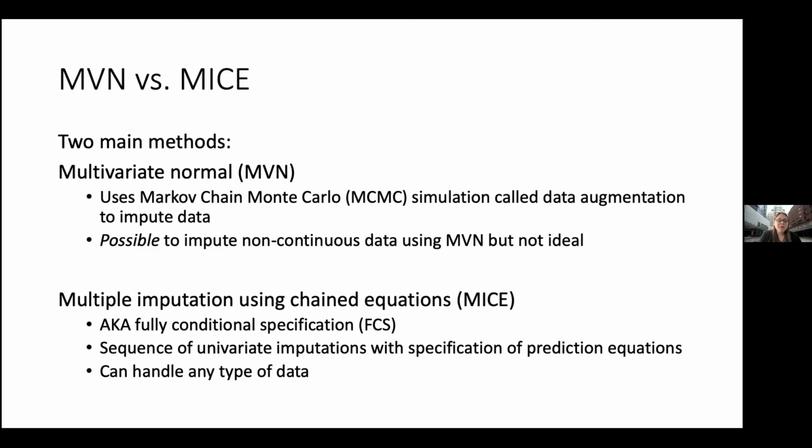So you do the sequence of univariate imputations where you're specifying each of the prediction equations. And because you can specify the equation, it can handle any type of data. You can use a linear regression model, a logistic regression, a Poisson regression, whatever equation you want to fit, within reason. And therefore you can handle different types of data. In fact, you can handle multiple different types of data within the same imputation.